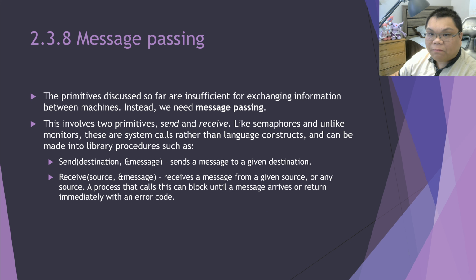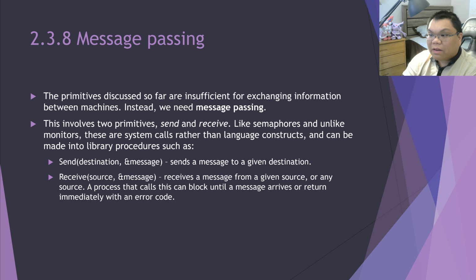So we get to message passing now. The primitives discussed so far are insufficient for exchanging information between machines. So far, we were talking about means of synchronization between processes and threads that are on the same machine. Once we get to processes talking to processes on different machines, then we can't use things like shared memory anymore, because how can they share memory if they're on two different machines? We need message passing instead.